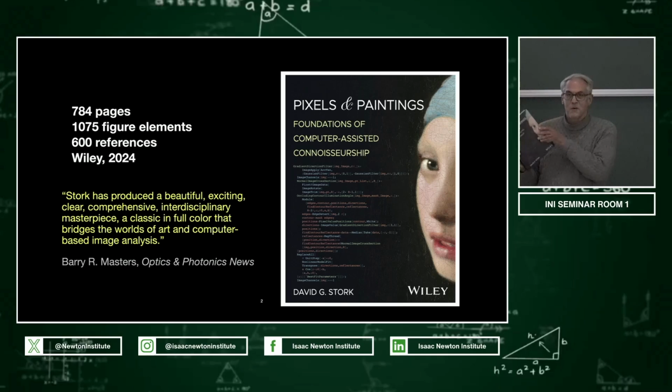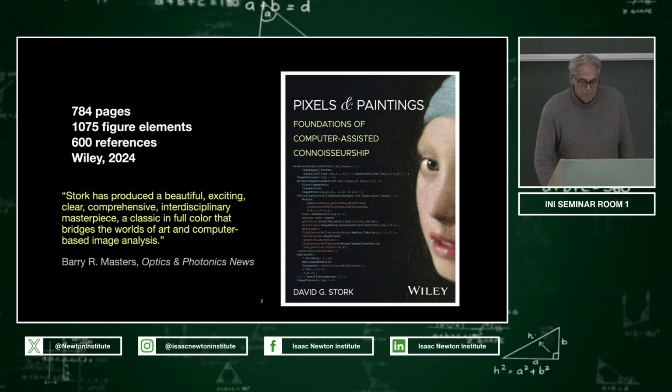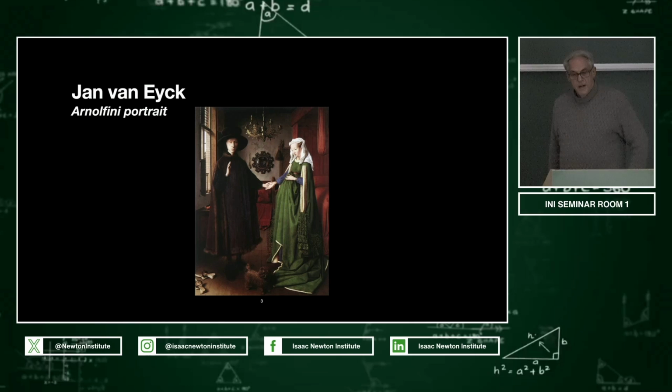talk about is thoroughly documented here in Pixels and Paintings, Foundations of Computer-Assisted Connoisseurship, which just came out, 784 pages, 600 citations, so it's fully cited with scholarly consensus. So you saw that there are claims that Jan van Eyck used some sort of optical projection during the execution of this Arnolfini portrait in the National Gallery in Trafalgar Square.